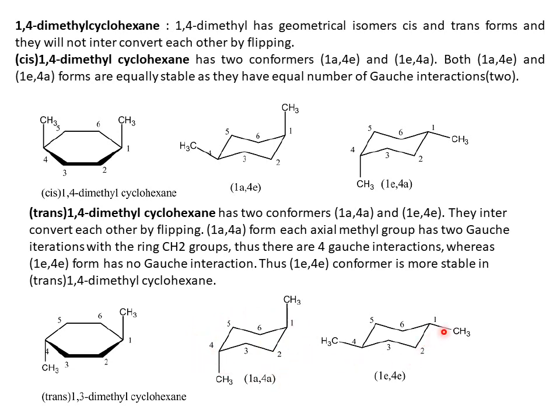Whereas when equatorial methyl groups are present, no gauche interaction takes place between this CH3 group and the ring CH2 groups. Here also there is no gauche interaction. There is no gauche interaction in 1E 4E, whereas here there are four gauche interactions. Therefore the equatorial conformer 1E 4E is more stable than the axial. So in the equilibrium mixture we have a greater amount of 1E 4E than the axial conformer.